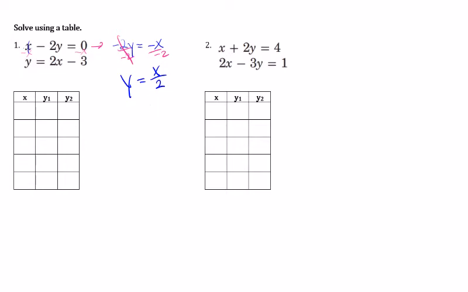So let's see. Now I'm going to start plugging in values. So I'm just going to call this my y1 and this my y2. But you can switch that up, so just make sure you know which one's which. So I'm going to start with 0 because 0 is a super easy thing to plug in. So if I plug in 0 to y1, I get 0 divided by 2, which equals 0. And then for y2 here, I get 2 times 0 minus 3. So that'll be 0 minus 3, which is negative 3.